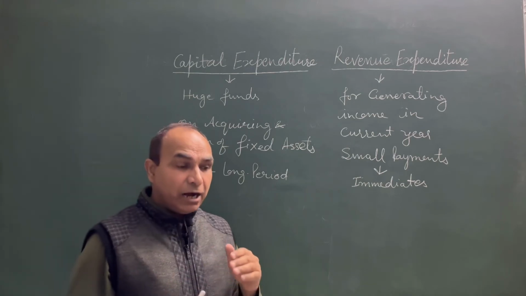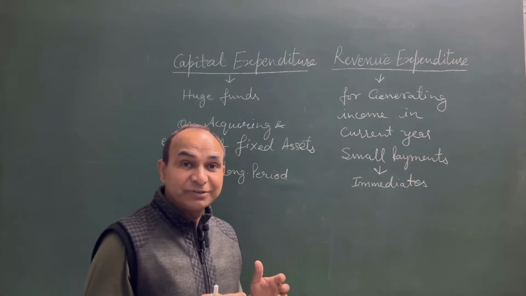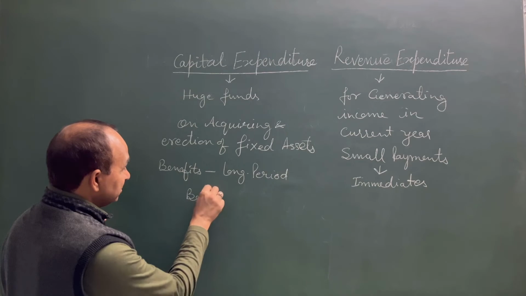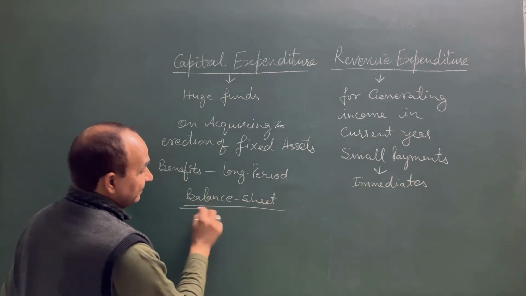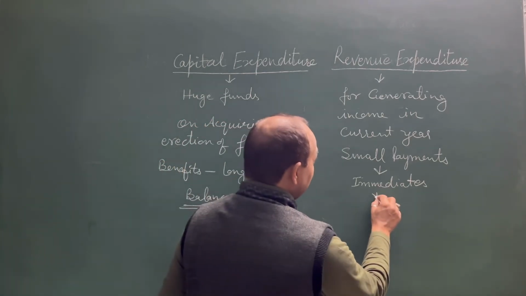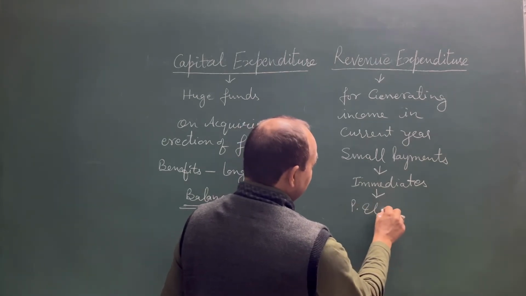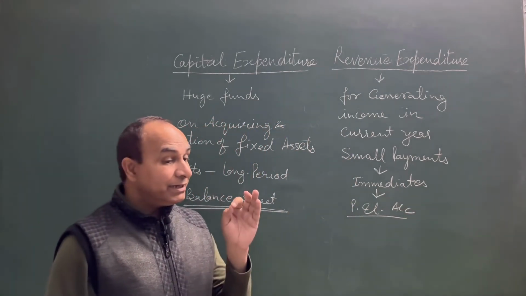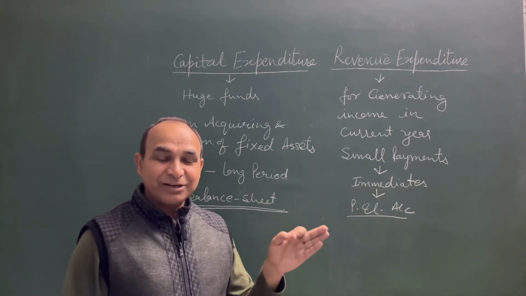And one more thing, how to record these capital expenditures and revenue expenditures in the books of accounts. Listen students, capital expenditures are shown in the balance sheet. These form the part of financial statements, the financial position of the business, whereas the revenue expenditures form the part of profit and loss account and trading account, because on the basis of revenue expenditures we calculate net profit earned or net losses incurred by the business for that accounting period.